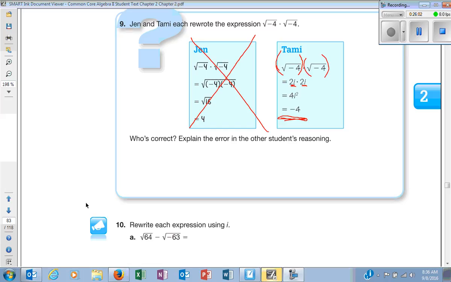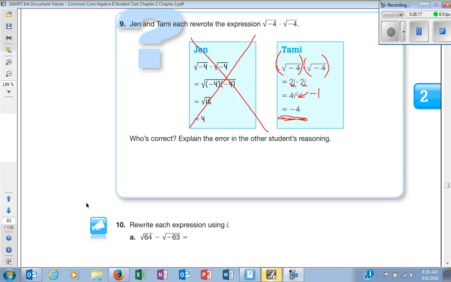Are you with me? And then what happens when you have i squared? What is i squared really equivalent to? What do we learn in our chart? It's really equal to a negative 1. And then what happens when you have 4 times a negative 1? You get a negative 4.